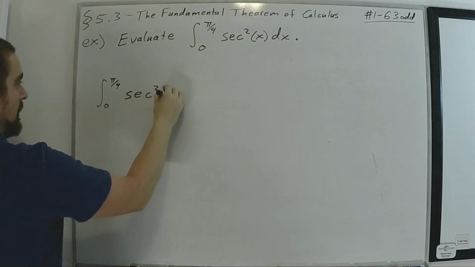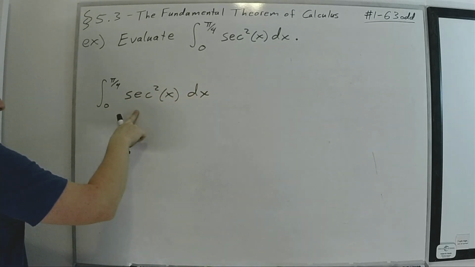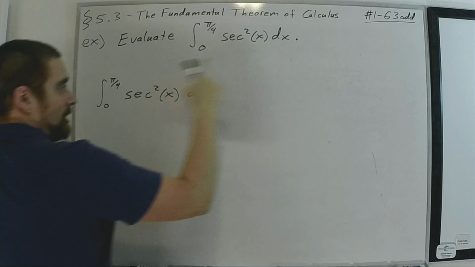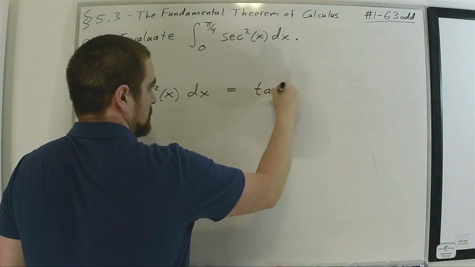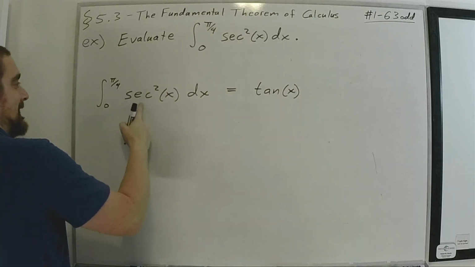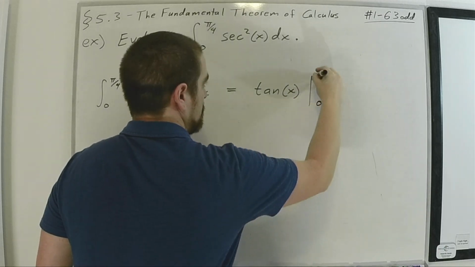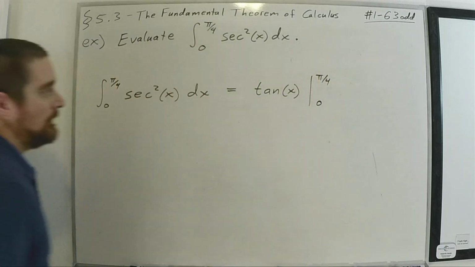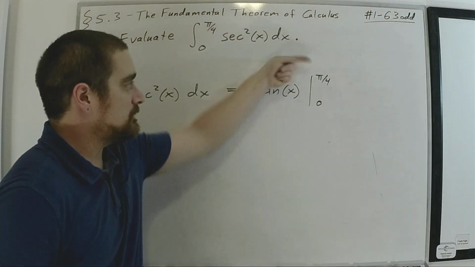I need to find some function whose derivative is secant squared of x, so I can tell that the antiderivative of secant squared is tangent of x. If I differentiate tangent, I get secant squared. So if I anti-differentiate secant squared, I should get the tangent function to pop up. And then I have to evaluate that function from the lower limit to the upper limit.